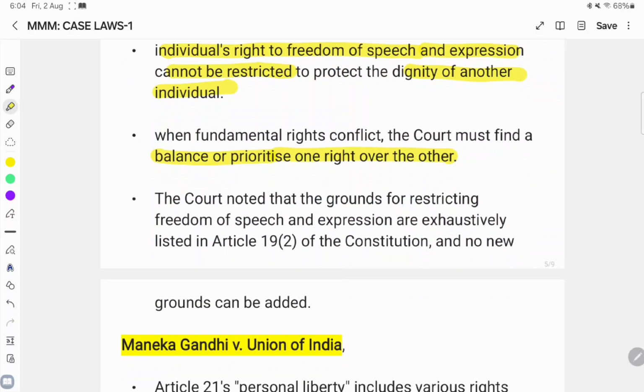Okay, the second thing the Supreme Court said is that we cannot impose another ground for the restriction on the freedom of speech and expression, because under Article 19(2) there are already enough grounds to restrict the freedom of speech and expression. So there is no requirement of putting another ground on Article 19.